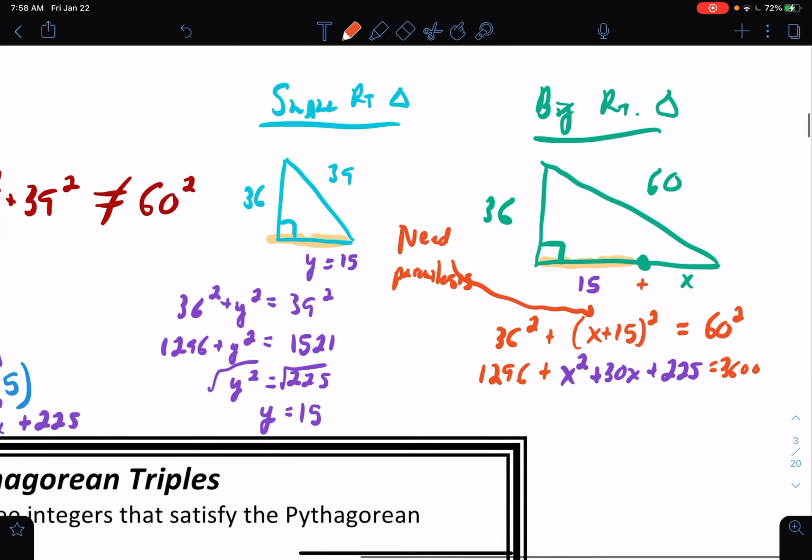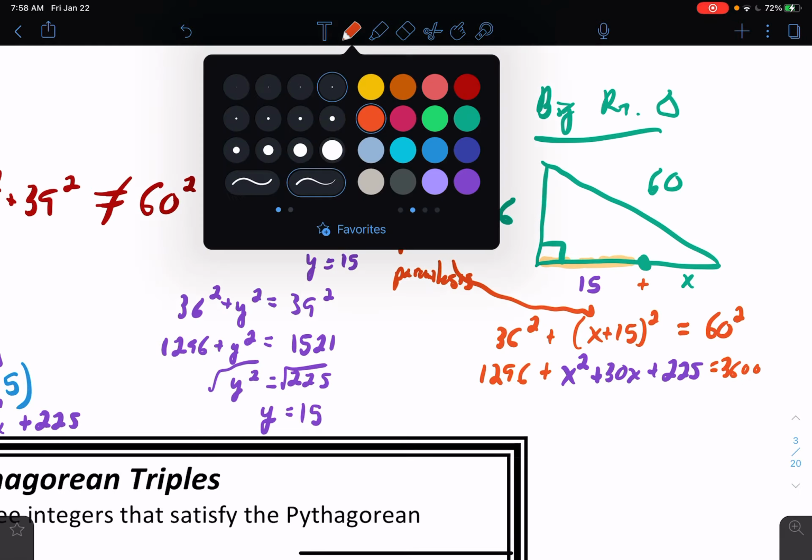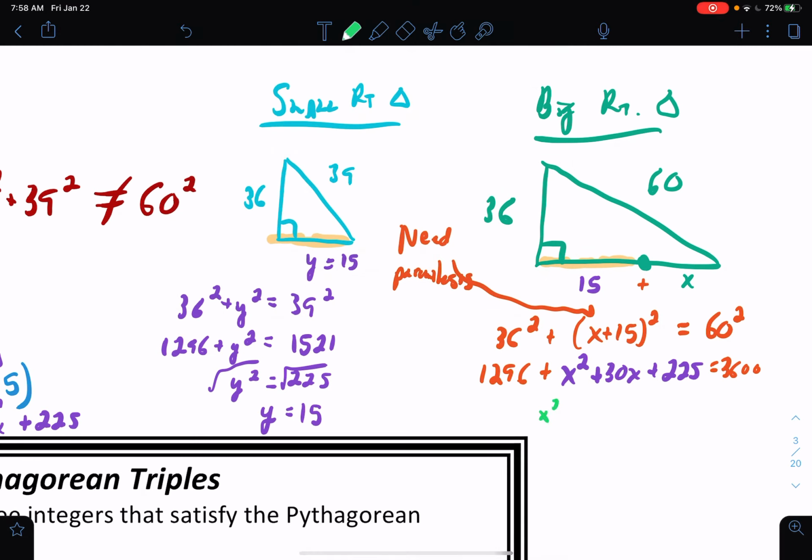Okay, let me zoom in here because we're focusing now on solving this equation. Combine like terms. So I'm going to get x squared plus 30x plus 225 plus 1296. That's going to be 1,521 equals 3,600. So I'm going to subtract 3,600 from both sides because I'm dealing with a quadratic.